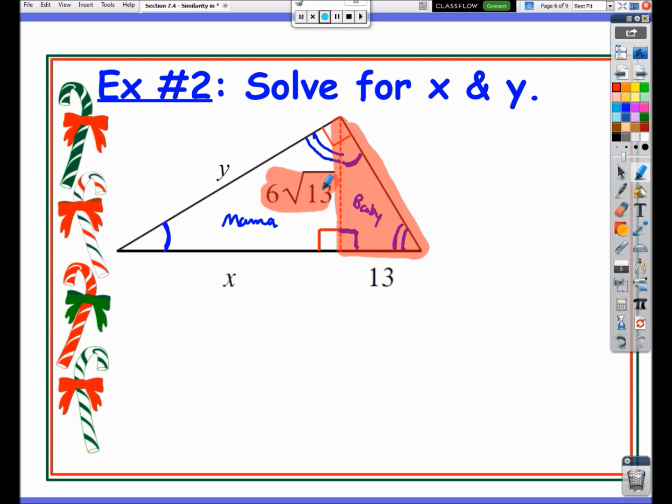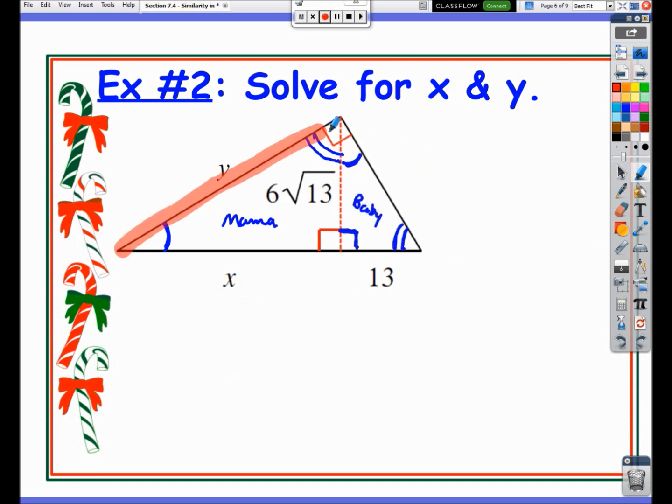Well, this side we know is 6 root 13, and this side's 13. And the hypotenuse, we don't know what it is, but hey, we could use the Pythagorean theorem to figure out this side. So, I mean, we could put a question mark here, but we're just going to leave it alone. We're not actually going to figure this out. So baby triangle, it's got a lot of good information, right? There were no variables technically in the baby triangle. Again, keeping in mind, we could solve for this piece here with the Pythagorean theorem because it's a right triangle and we know 2 sides.